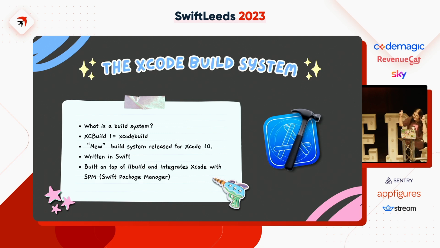And the new, not that new anymore, but kind of new version of the Xcode build system was released with Xcode 9 and Xcode 10. And, very cool, it is written entirely in Swift. And that is what then paved the way for things like SPM, and it's built on top of the open source project LLBuild.